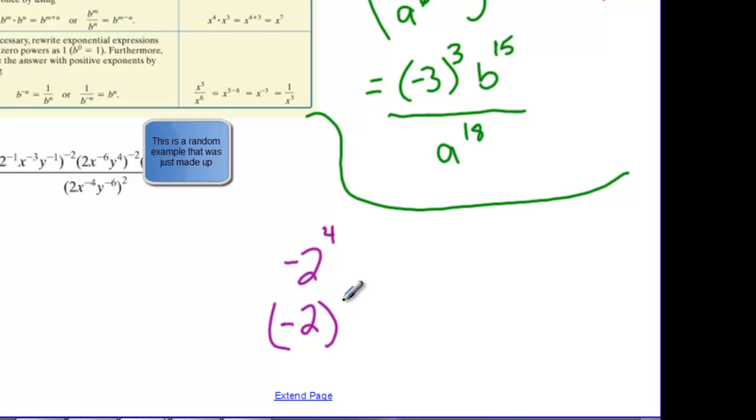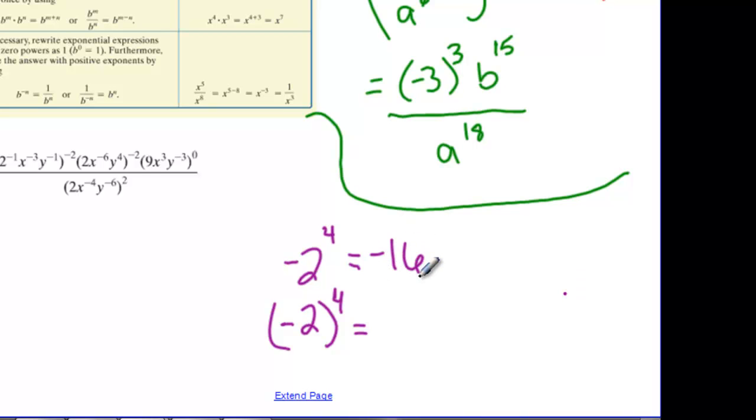So with negative 2 to the 4th versus negative 2 all to the 4th. Negative numbers are like a negative 1 times a positive version of it. That 4th power is only going to the 2 in this top one, so we're going to keep the negative. So 2, 4, 8, 16. So negative 16. On the bottom, it's saying negative 2 times negative 2 times negative 2 times negative 2. You end up with 4 negatives, which gives you a positive. So that's going to give you a positive 16.